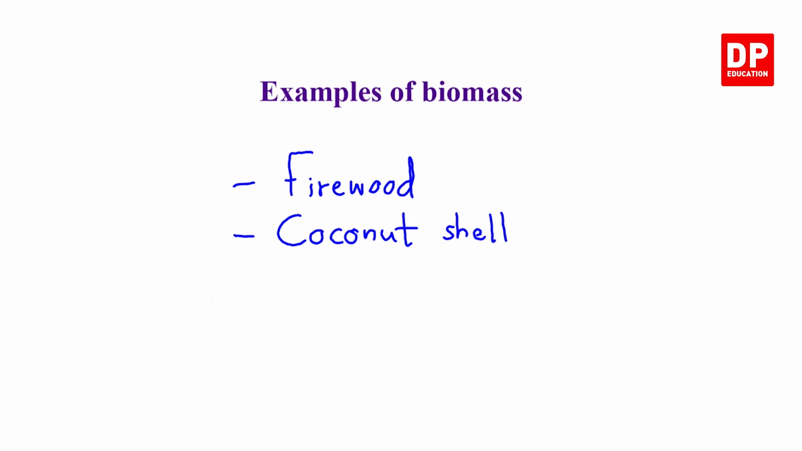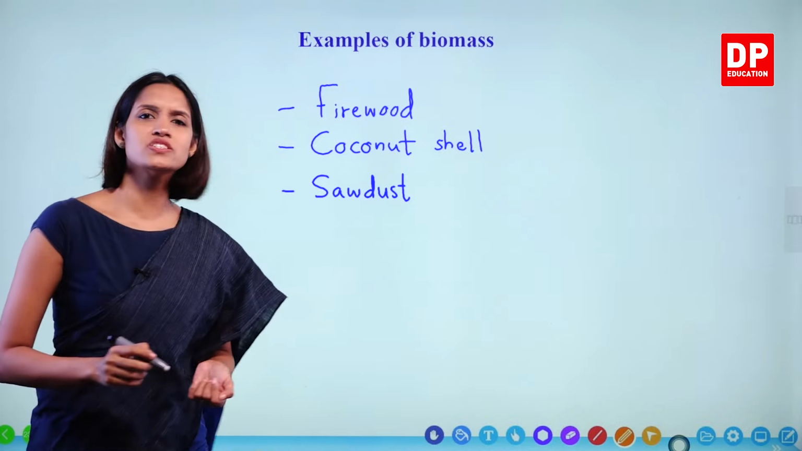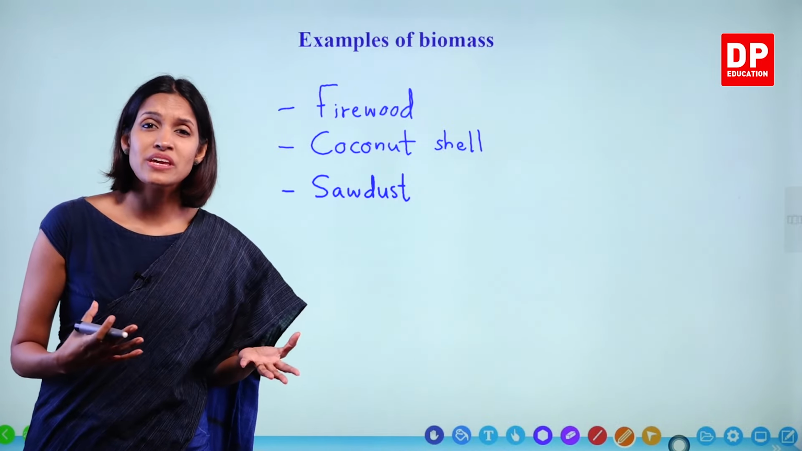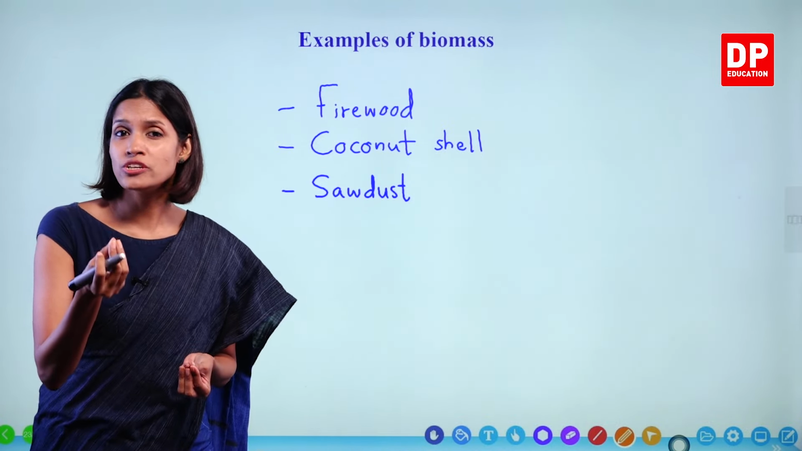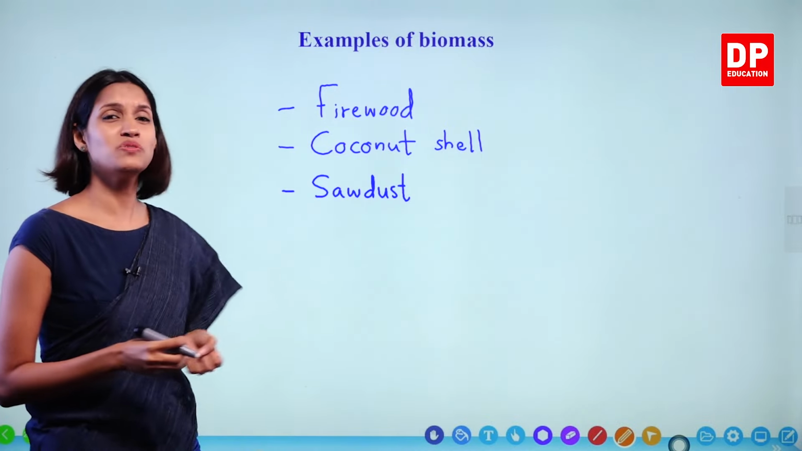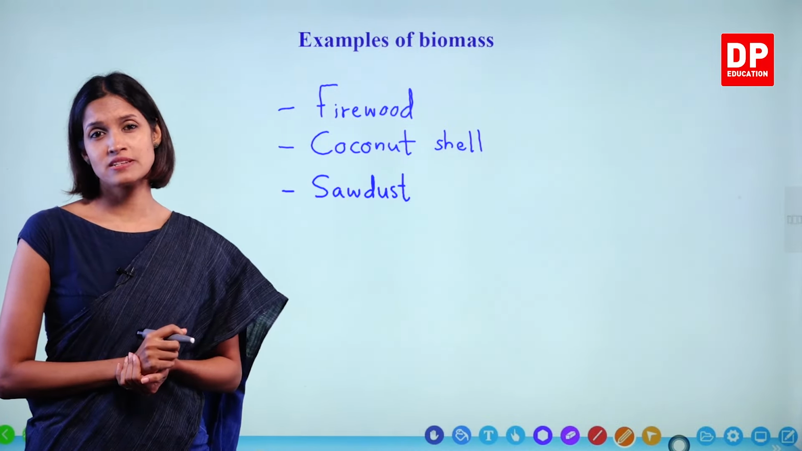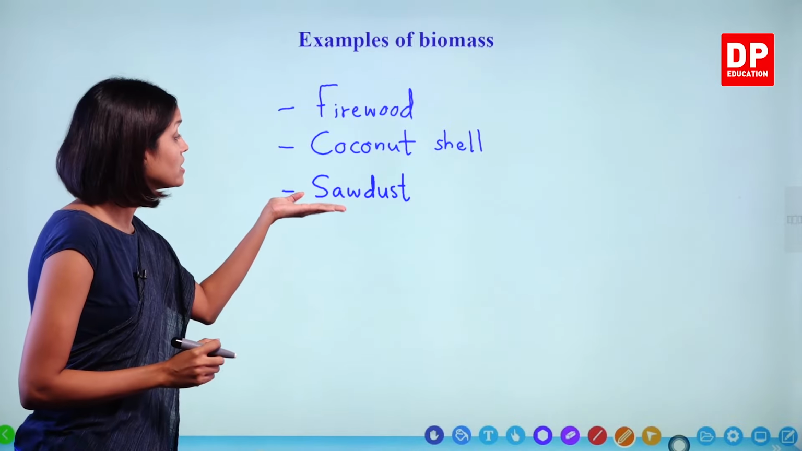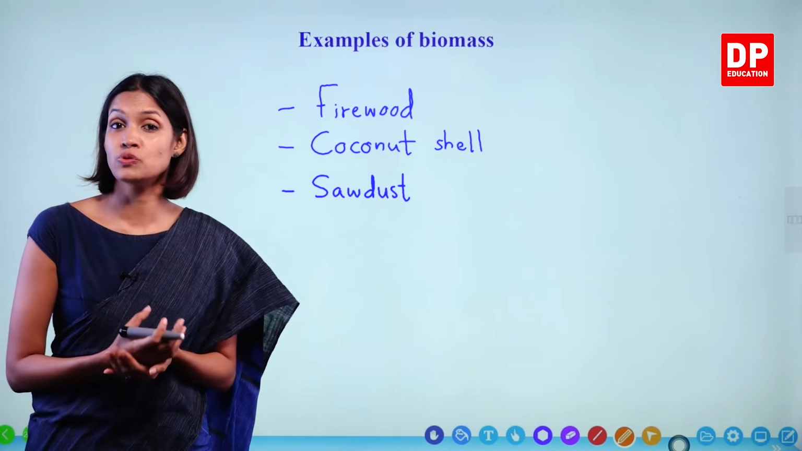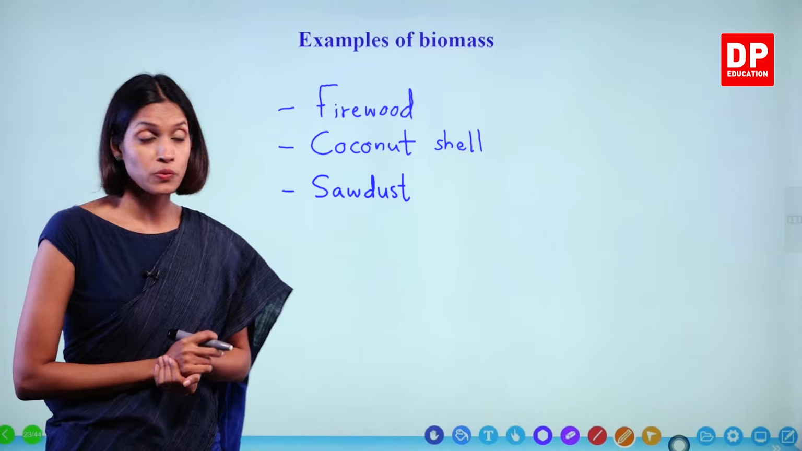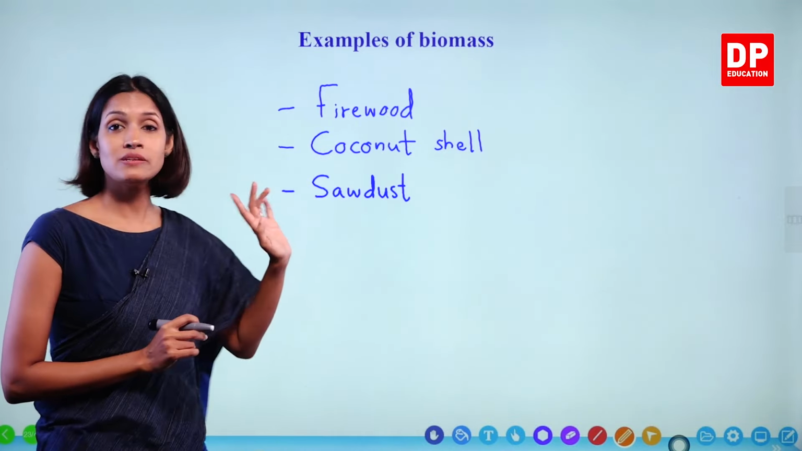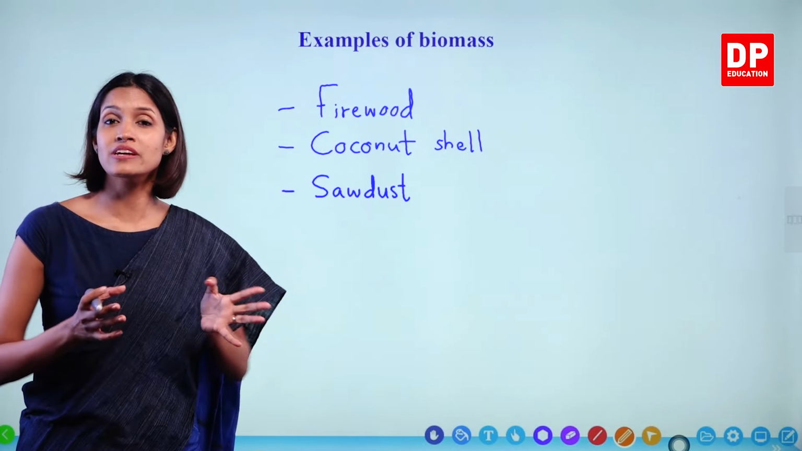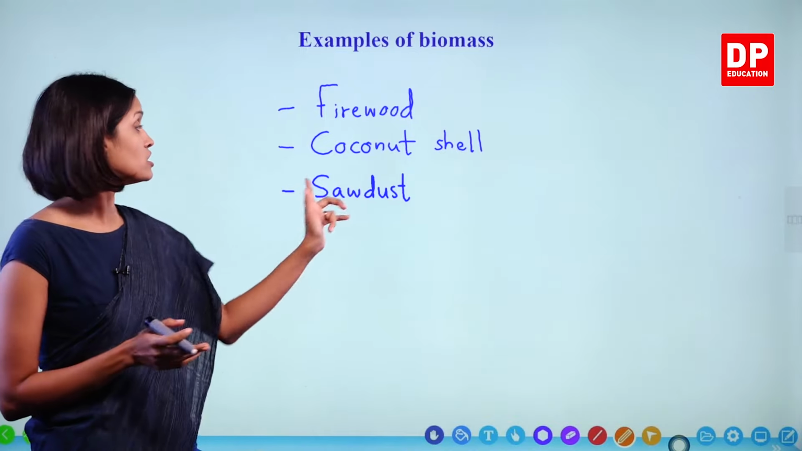And another example is sawdust. What is the meaning of sawdust, children? In these wood mills, the remaining wood pieces, these wood particles, are known as sawdust. Sawdust is also a very good type of biomass because by burning sawdust, you can gain energy, you can produce heat energy. Under this particular lesson, I'm going to show you how to make a special type of cooker using this sawdust.